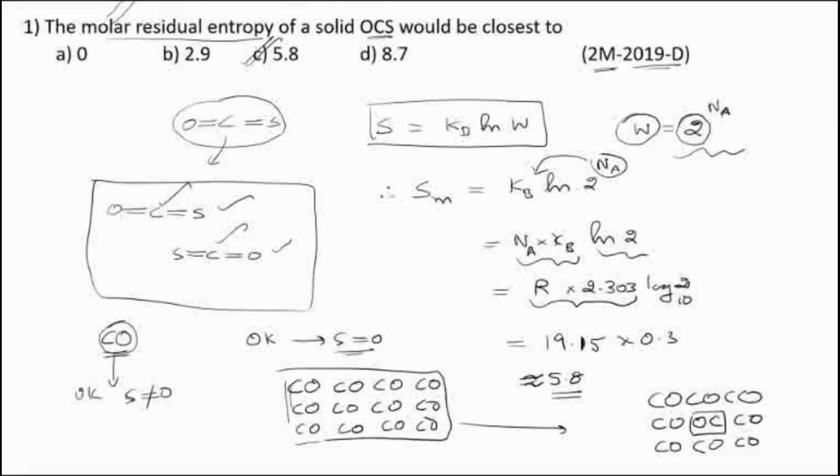And if you know the number of orientations, you can calculate the entropy using this formula. And this is called residual entropy. What is residual entropy? Entropy at 0 Kelvin. Very simple. Some substances possess entropy even at 0 Kelvin. That entropy is nothing but residual entropy. So for this problem, the correct option is C.